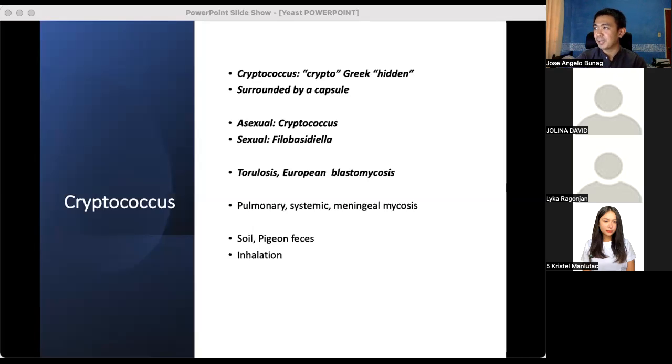The infection could also be classified as pulmonary, systemic, and even meningeal mycosis. And usually the sources of this sort of infection are soil and pigeon feces, and the mode of infection is via inhalation. So mag-ingat po tayo, specifically those persons who are exposed to soil and even to pigeon feces, because this may be a source of your Cryptococcus.